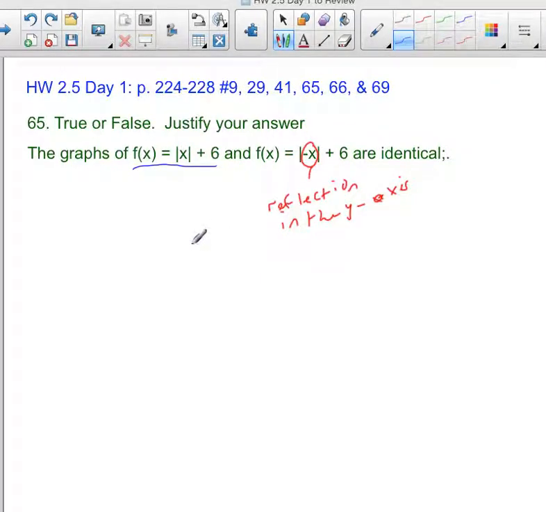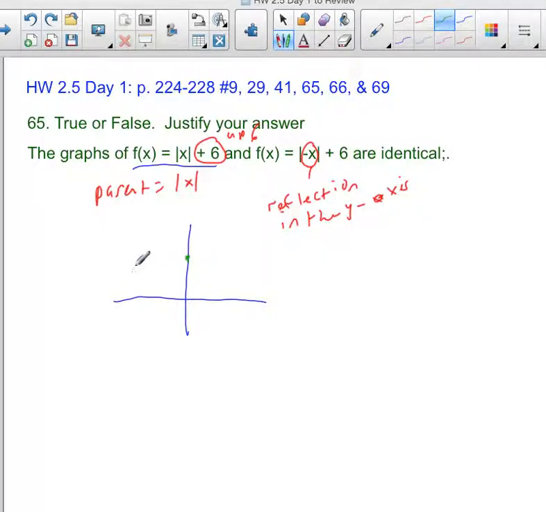So let's try to determine if these graphs are in fact identical or not, as the question asks. So let's graph f of x equals the absolute value of x plus 6. Compared to the parent function here, which is the absolute value of x, relative to the parent, this graph is shifted up 6.